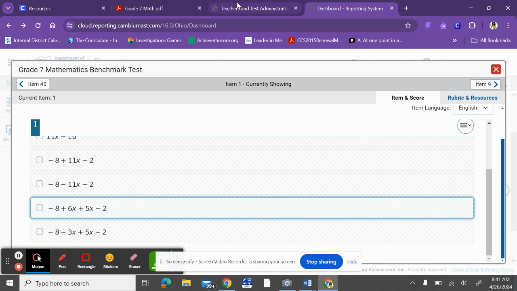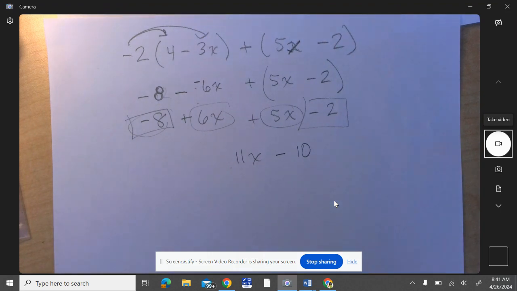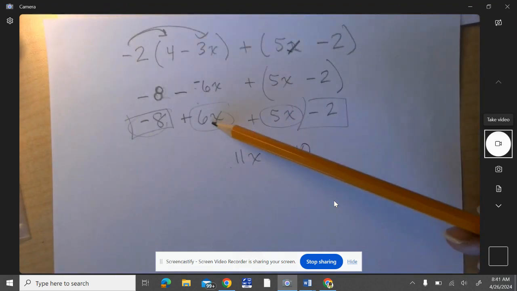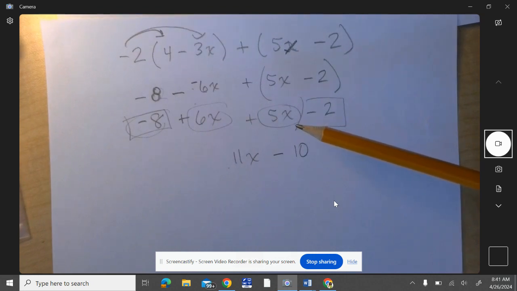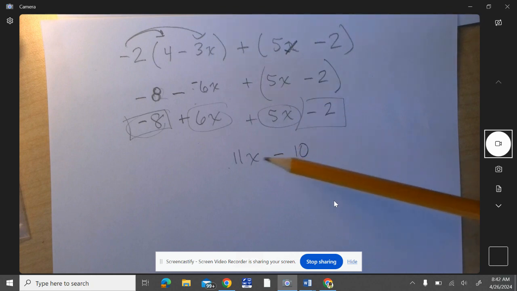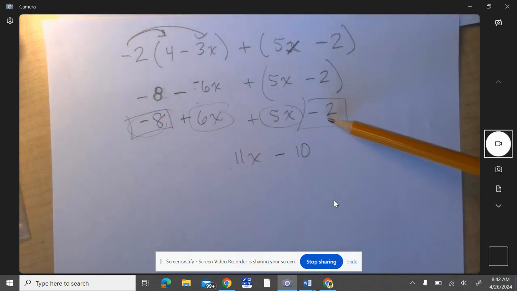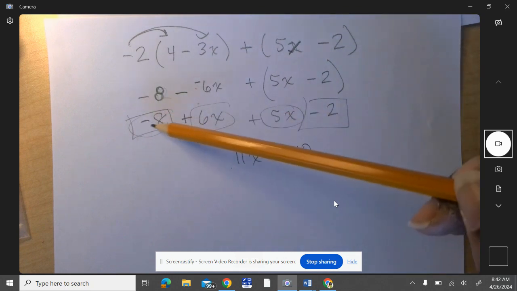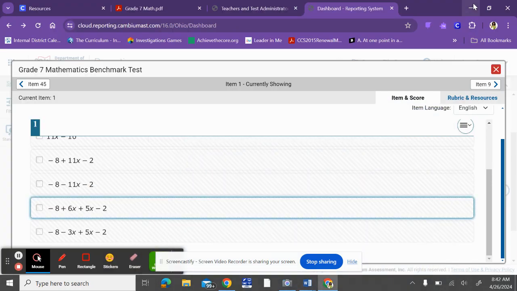Then they have an option where you combined these two, a positive 6x plus a positive 5x, combined like terms. They both belong in the family of x, which makes it 11x. But they kept the two integers, the two constants, out. So they kept the -8 and the -2. So that is a second option, here, this one.